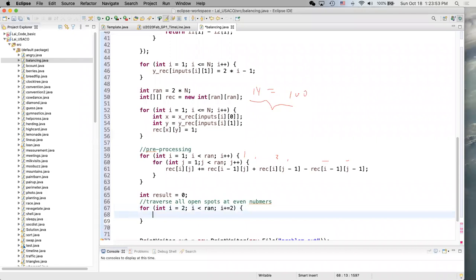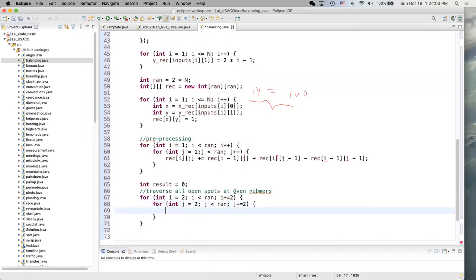Okay. And then for your Y, into J, going to go to 2, and a J going to less range, and a J going to E plus equal 2, right? So this is all open space spots at an even number. Now, go ahead to count.